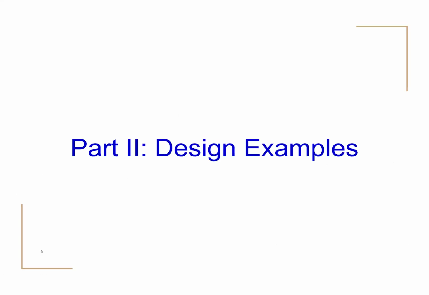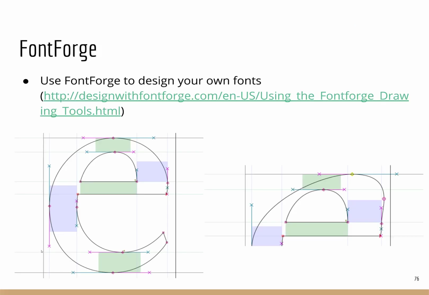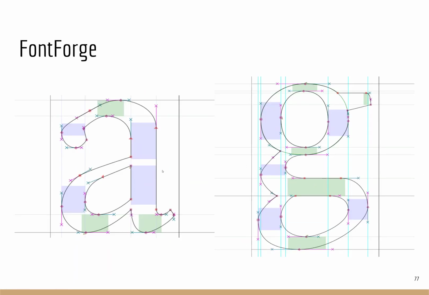Now onto the design examples. In a real-life application, we can actually use a tool called FontForge to make our own fonts using Bezier curves. Here we can see how changing the control points will change the curves and the shapes of the font to suit one's needs. Here is another example of letters A and G.